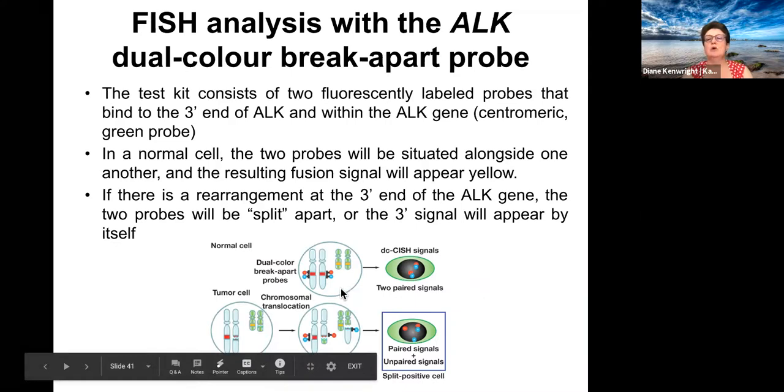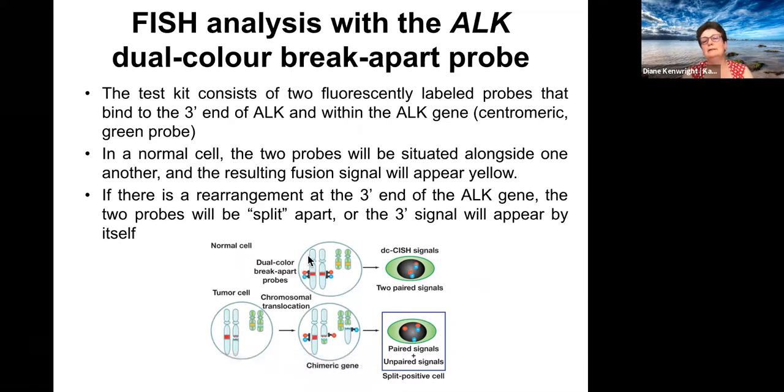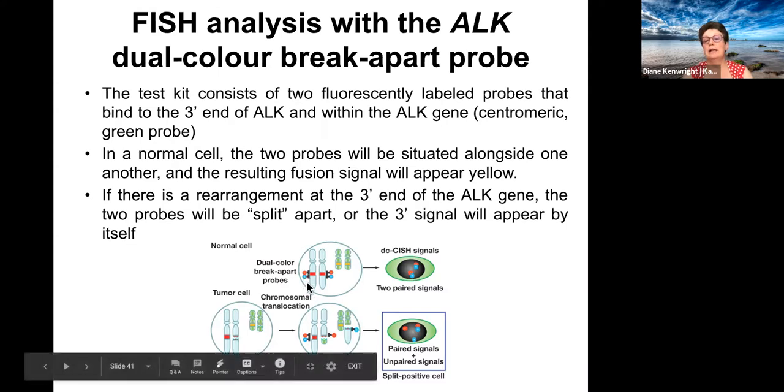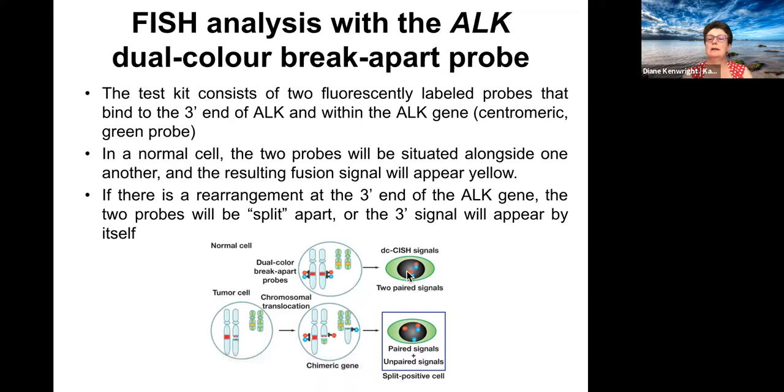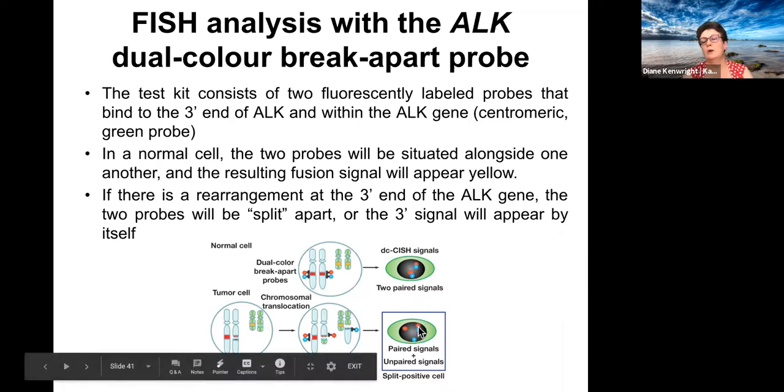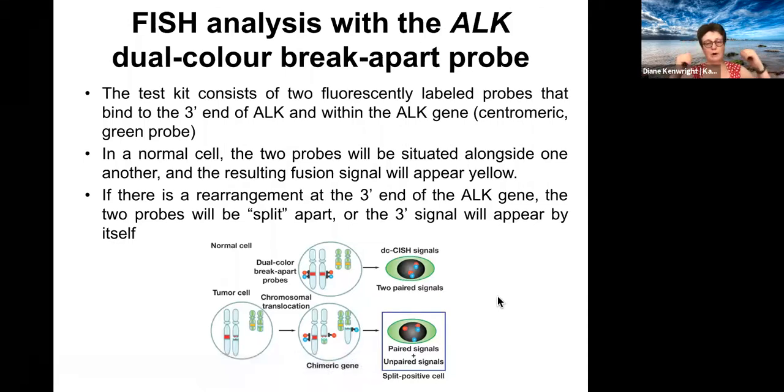In this case, what we do is we label a piece of chromosome either side of where the break point occurs with a red and green probe. And if a translocation has occurred, then we will see separation of those probes. Now, the paired signals often have a yellowish appearance. So if there's been a break, then we'll get one yellow signal and one red and one green split signals. So FISH break apart probes will detect a rearrangement of the chromosomes.